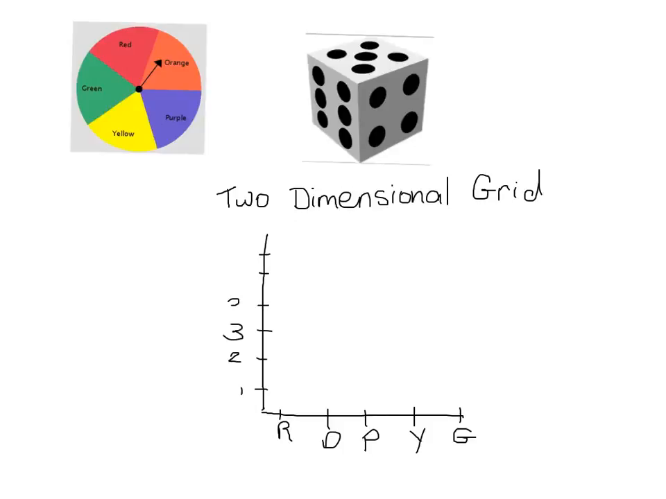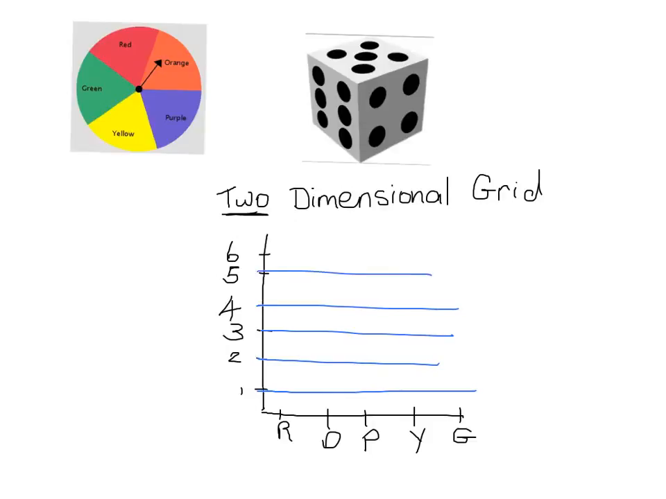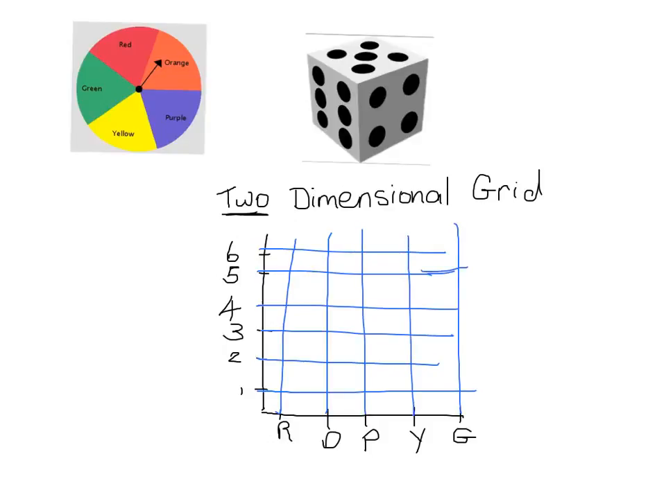So the way we have this laid out, we'll be able to see what our possibilities are if you do both things, if you spin the spinner and you toss the die simultaneously. So a two-dimensional grid shows us what happens when you do two things. We take each number and bring it across, and we take each color and bring it up. Of course, it creates a grid, and the grid meets in certain places.